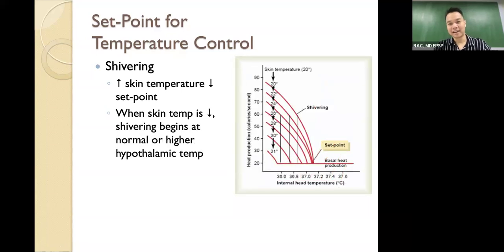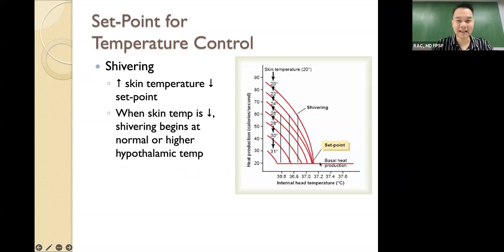Now let's look at shivering. The principles or the rules are the same. As skin temperature increases, the set point goes down. Again, it's inversely related. When skin temperature is low, shivering begins at a normal or a higher hypothalamic temperature. So let's look at the examples here. Again, this is your head temperature and heat production. Take note again of three things: your skin temperature, the threshold for shivering, marked by the black vertical lines, and of course, your set point.